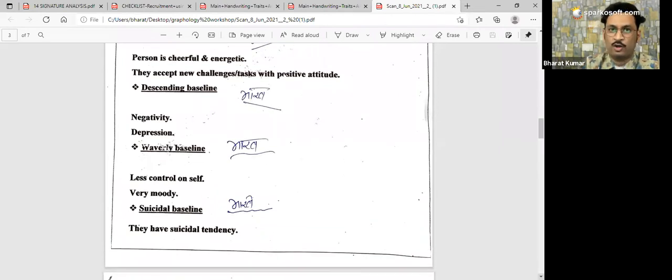Today we are going to work on the suicidal signature. I will not tell the name, but no baseline and no issue. No issue in that. But today I got two signatures in this Graphology Level 6 group, which are suicidal signatures. So please make changes. Today we are going to discuss.